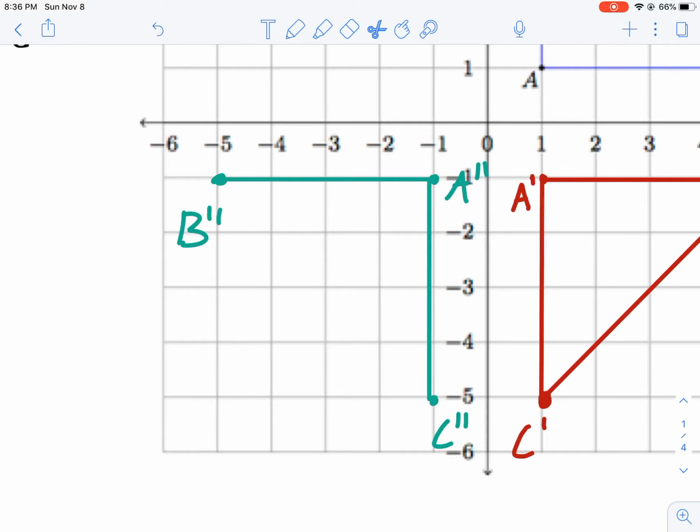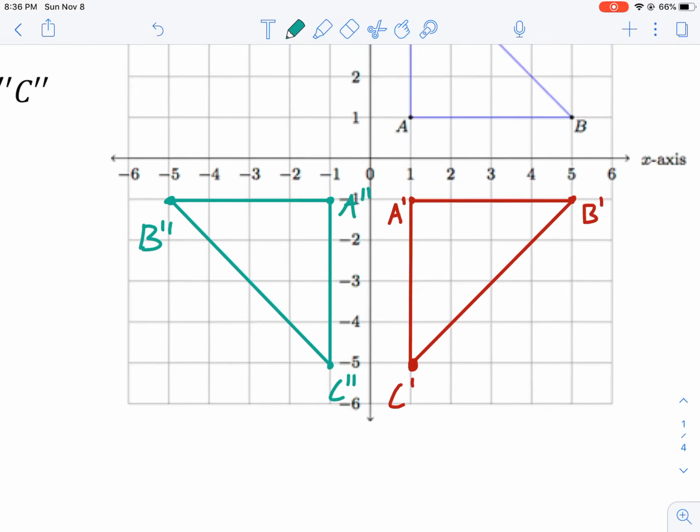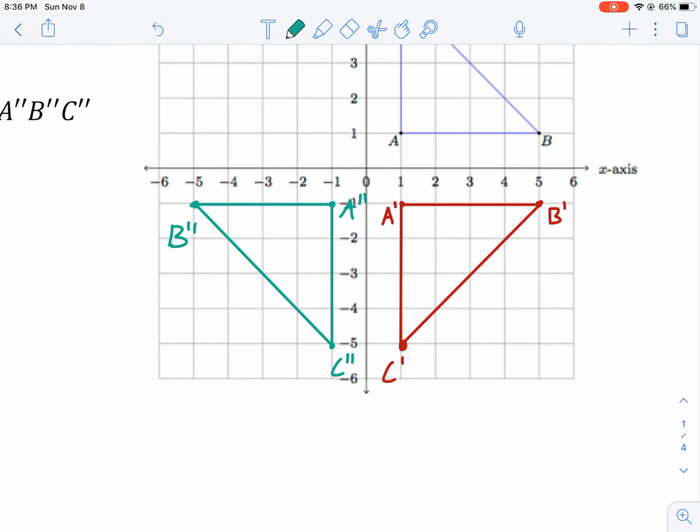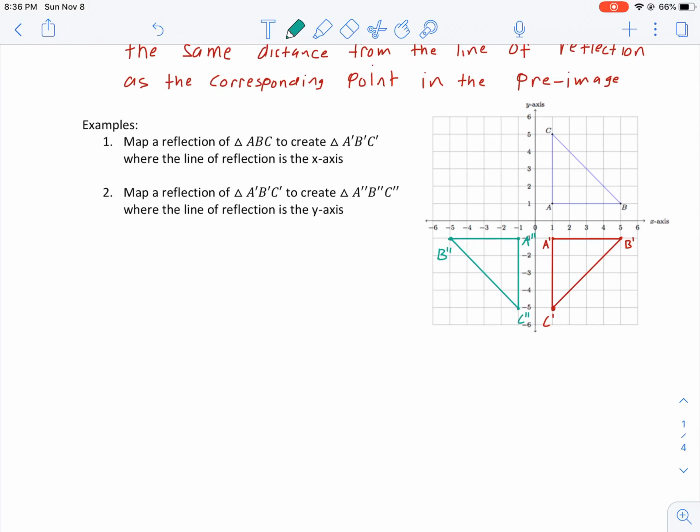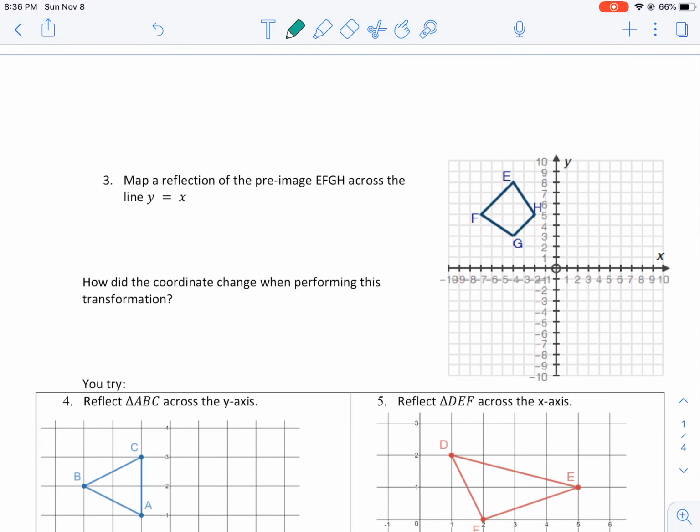So that's how you do a reflection. You're just going to draw your line of reflection if you need, but you're going to be counting how far away the coordinates are. So we're going to look at some more examples.